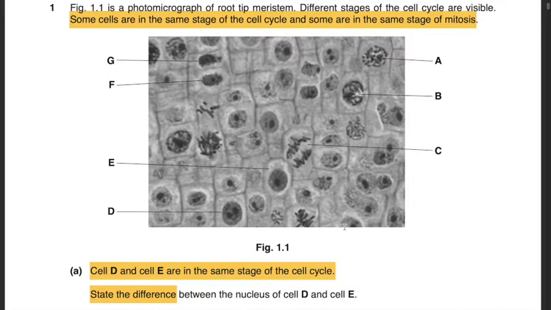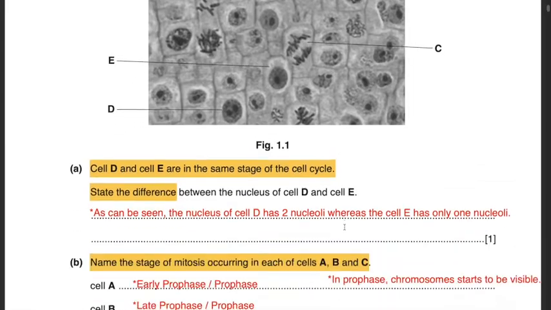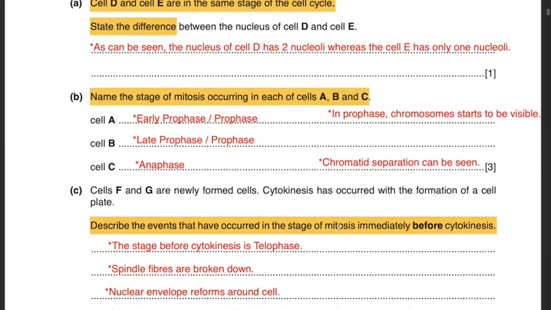C shows the separation of the chromatids. And what does that stage represent? That stage is known as anaphase, because anaphase is where chromatid separation occurs. Therefore, C is anaphase. As you can see over here, A is early prophase or prophase, cell B is late prophase or just prophase, and cell C is anaphase.